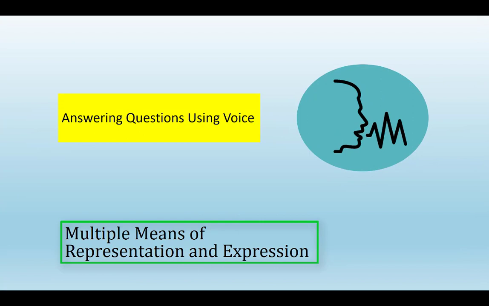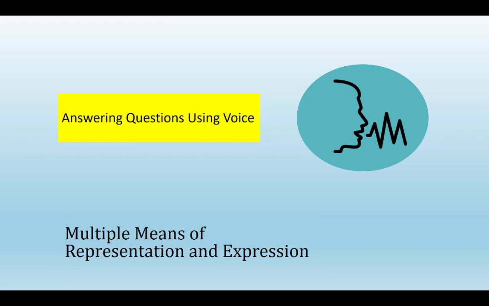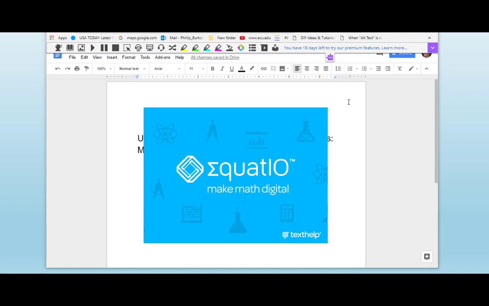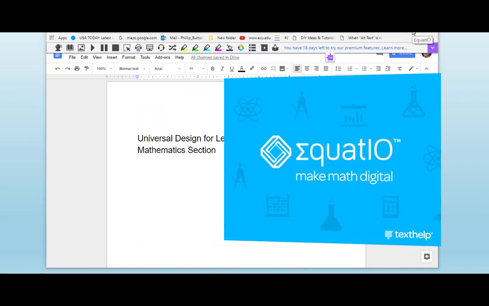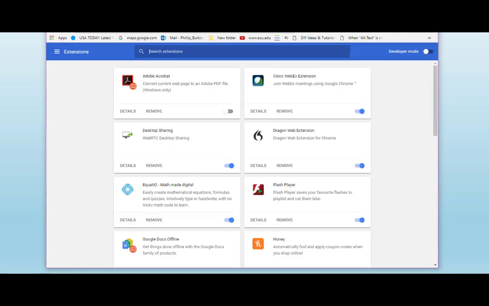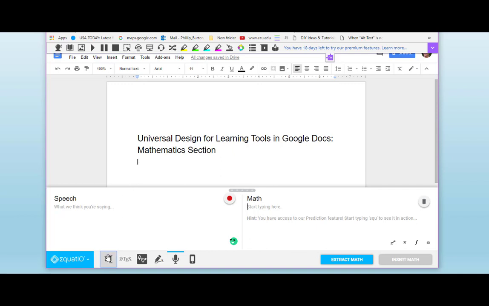Multiple means of representation and expression. Answering questions using voice. The next tool that I want to talk about is a way for different types of entry of mathematics into the Google Docs. The tool is called EquatIO, and I have it here as an extension. It says EquatIO Math Made Digital. So back here in our Google Docs, the first one I'm going to do is speech, which is this icon right here. So I click this.